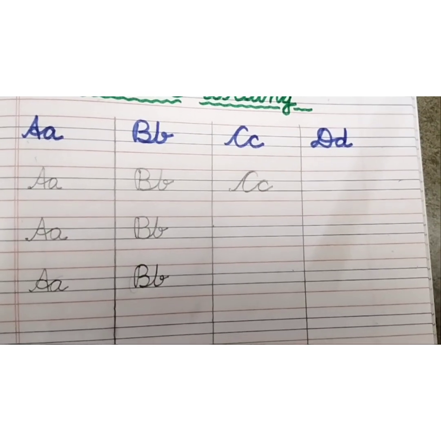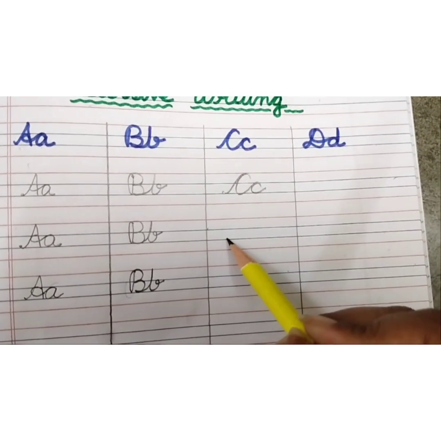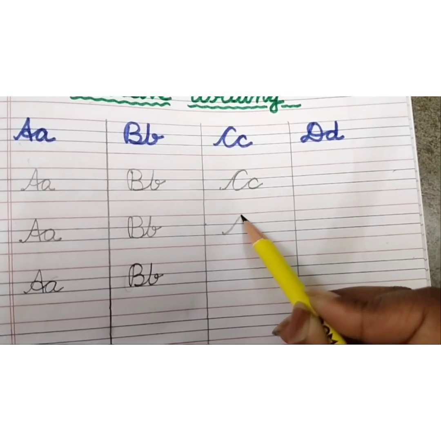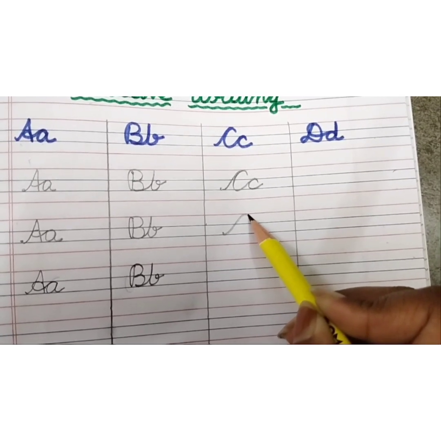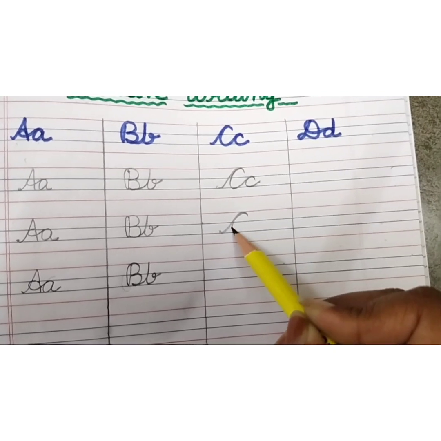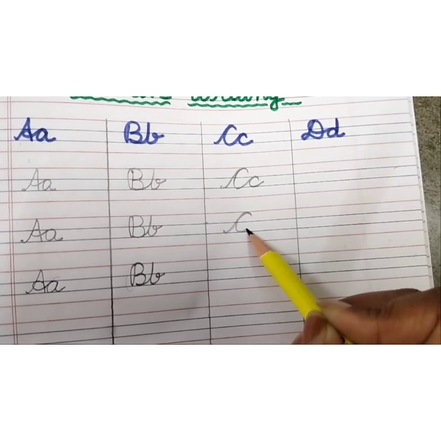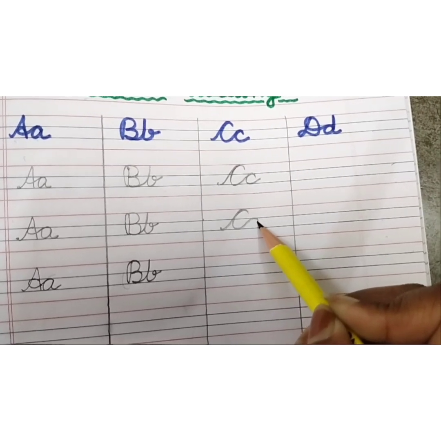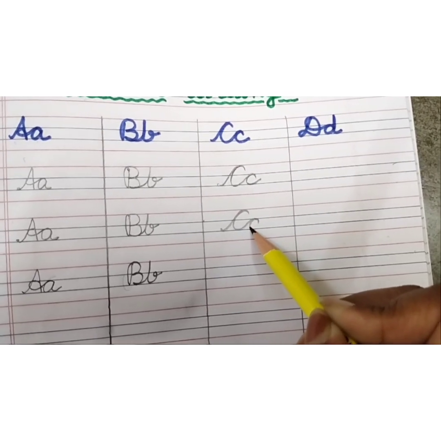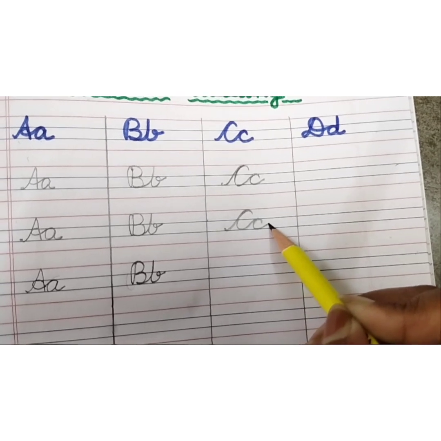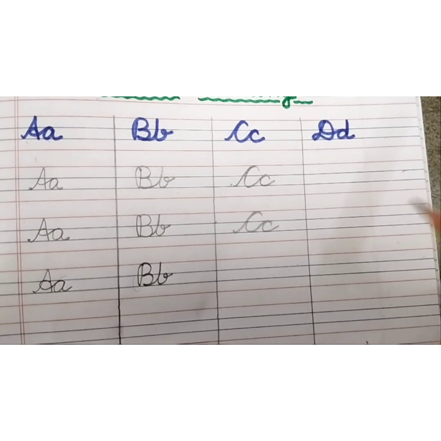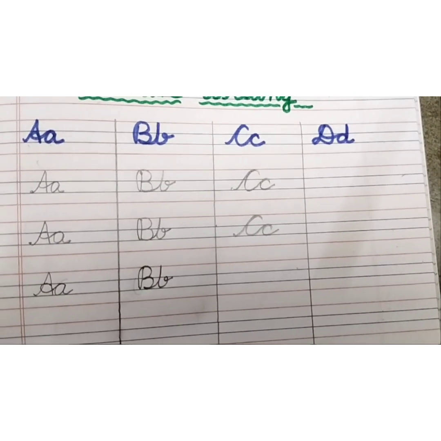Now children, please follow me. This one is our starting point. From here we will go up to the red line. We will make a small circle. Then we will come down to the third line. Then again we will go up to the second line. We will make a curve. Then we will come to the third line. And in this way we will complete writing C. Children, I hope that you have understood how to write C.